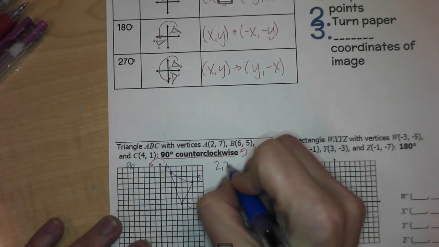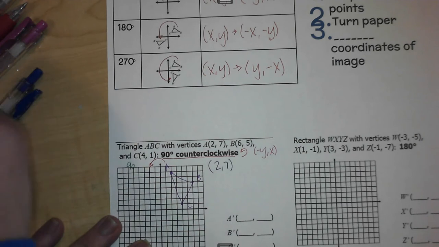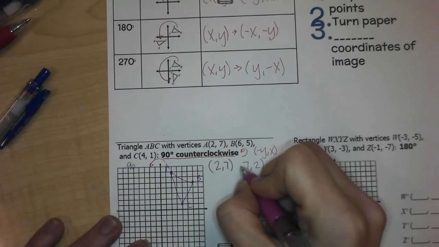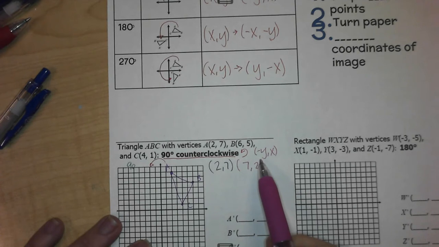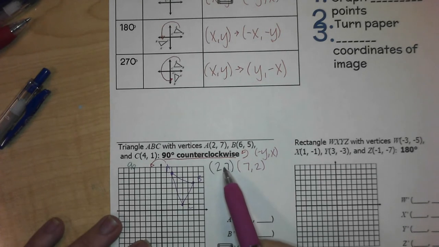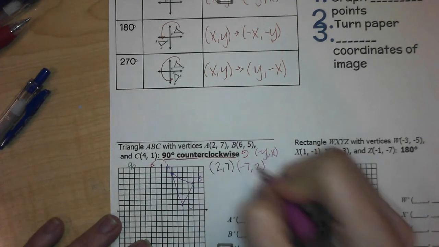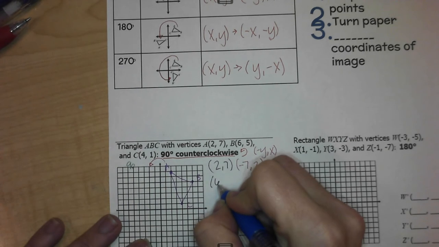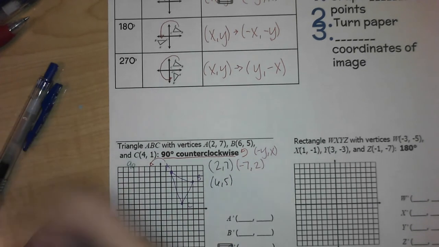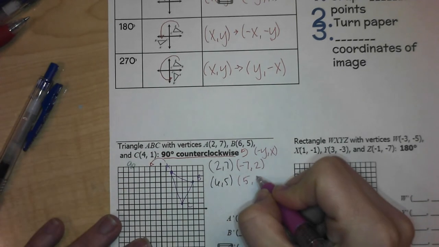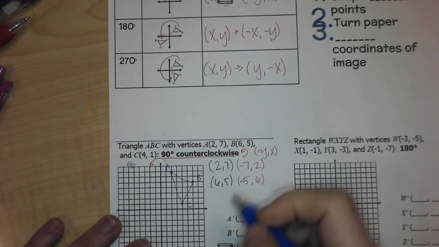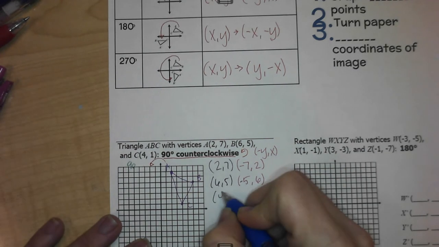So A we have at (2, 7). So we're going to flip x and y, and then we're going to do the opposite of y. So y is positive 7, so now it's going to be negative 7. Let's do that again. We got (6, 5). First, we're going to switch them, and then we're going to do the opposite of y. It's positive 5, so we're going to take negative 5.